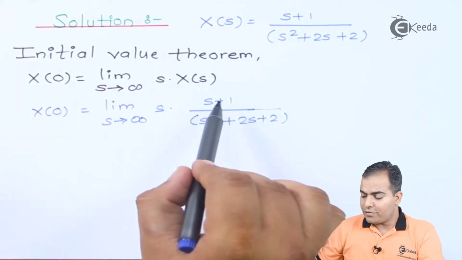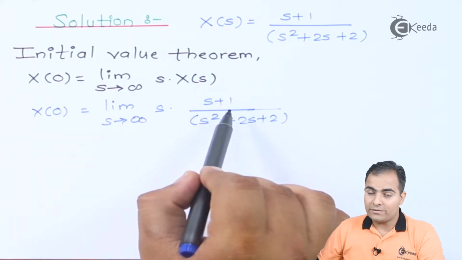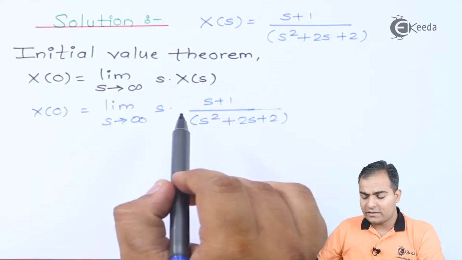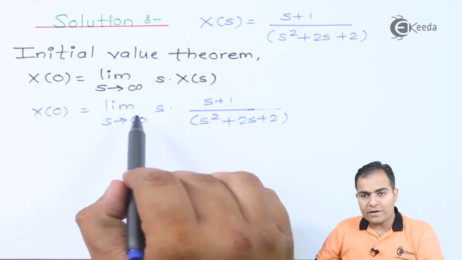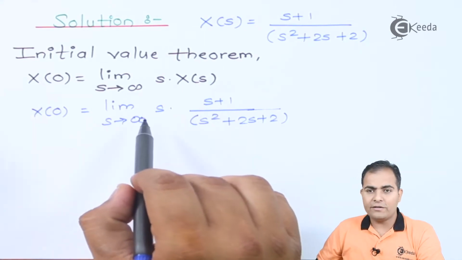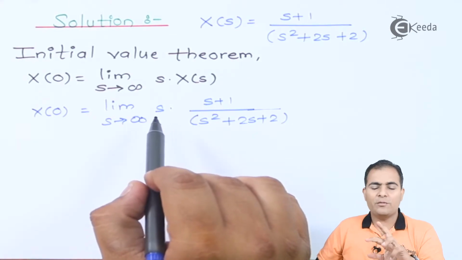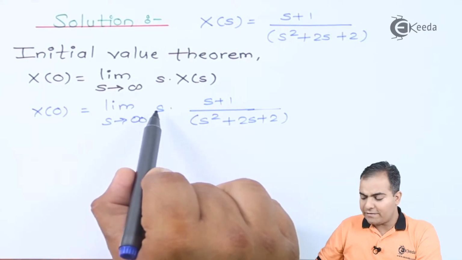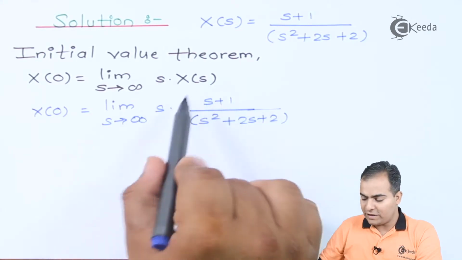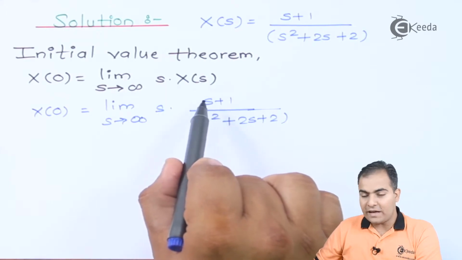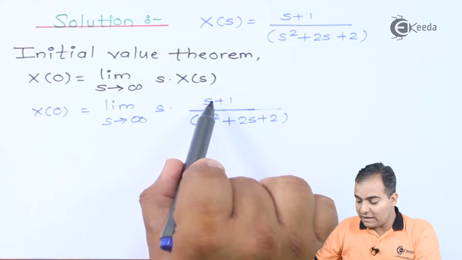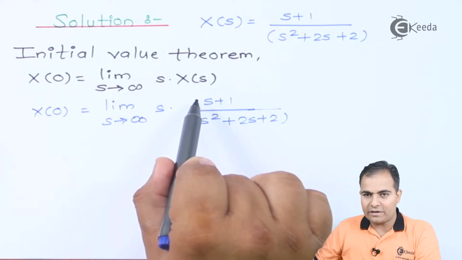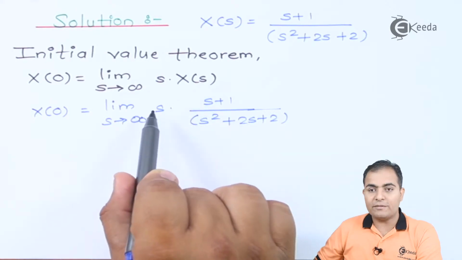Cancel means what? If you are able to take 1 by s common from the numerator and from the denominator, then you can say that 1 upon infinity, or s tends to infinity, this infinite value gets cancelled. Cancel means this value becomes 0. So, just look here. In the numerator, we already have s which is multiplied to x of s, and in the numerator we have s plus 1. So, if we take this s common, then s and this s becomes s square.